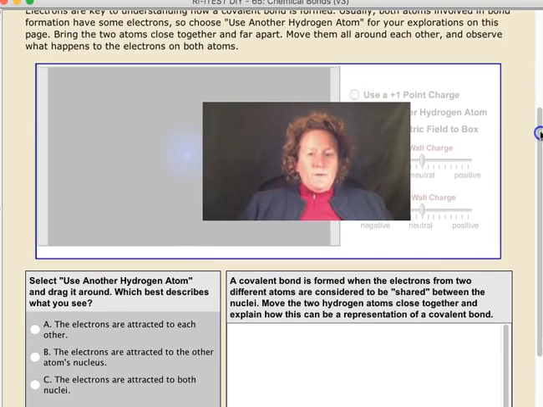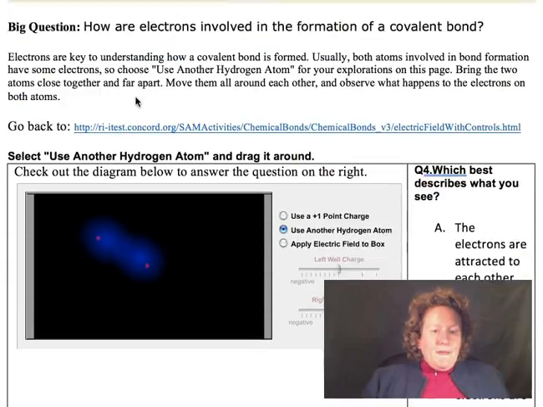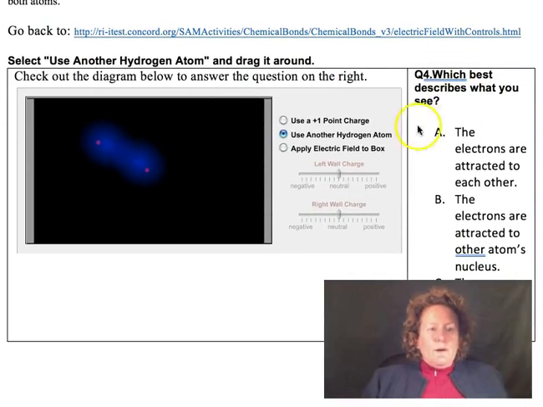A covalent bond is formed when electrons from 2 different atoms are considered to be shared between the nuclei. Remember that bright spot between the 2 hydrogens? Move the 2 hydrogen atoms close together and explain how this can be a representation of a covalent bond. I'll leave that up to you. You've already seen it and you have a screenshot on your lab. So here's that screenshot of the covalent bond. If you need to reference that, it's page 3 of your lab sheet. And here's question 4, showing them coming together here.